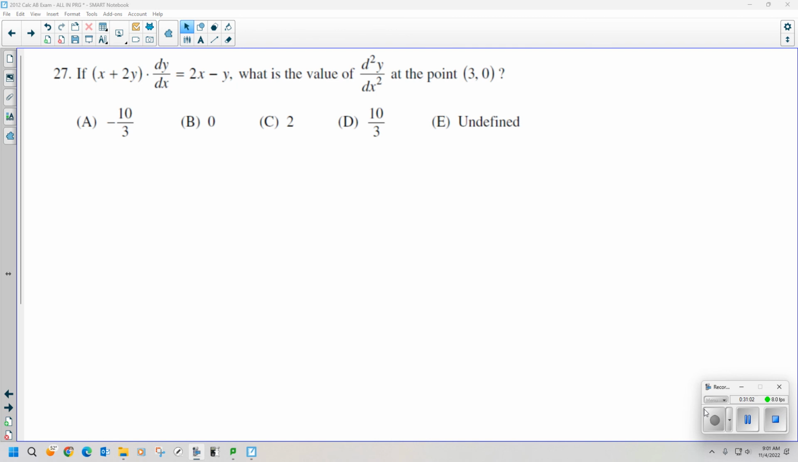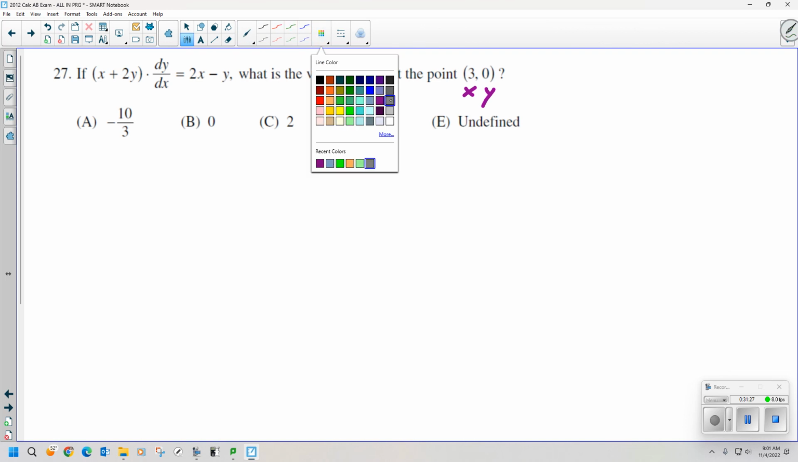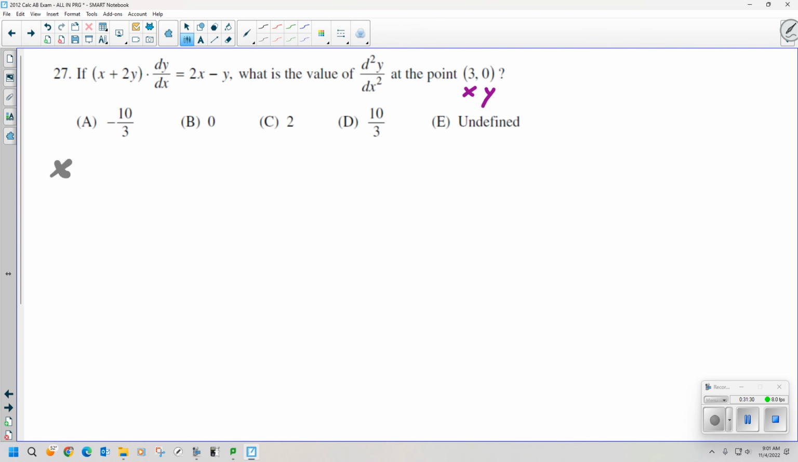27. If (x plus 2y) times dy/dx equals 2x minus y, what is the value of d2y/dx2? Basically, what's the second derivative at the point where x is 3 and y is 0? All right. This is going to be a two-step problem. Start with the gray. They give us (x plus 2y) times dy/dx equals 2x minus y.